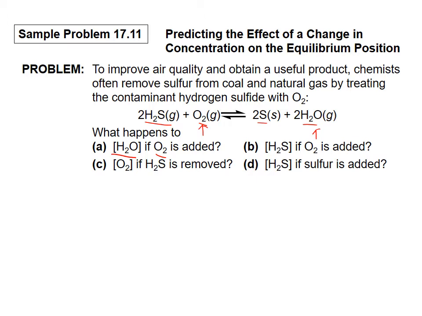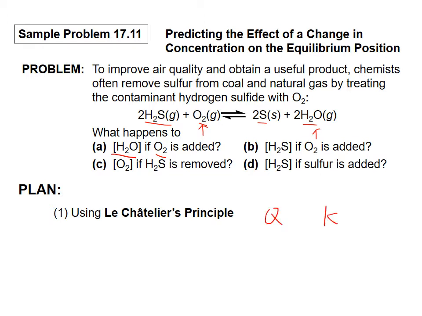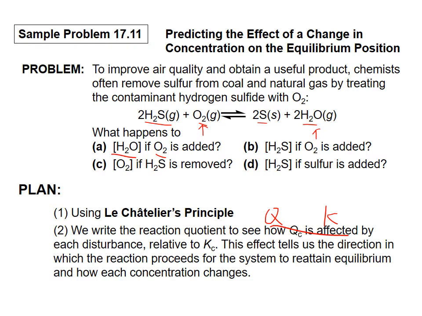So how do you predict concentration change when there's a disturbance? Well, we just learned Le Châtelier's principle, so we can use it. We also learned that if we can calculate Q and compare it with K, we can also predict the direction. So in this question, we are going to use two methods. One, Le Châtelier's principle, and two, we write Q and see how the change of one concentration affects Q and how the direction changes so that Q will equal K again.